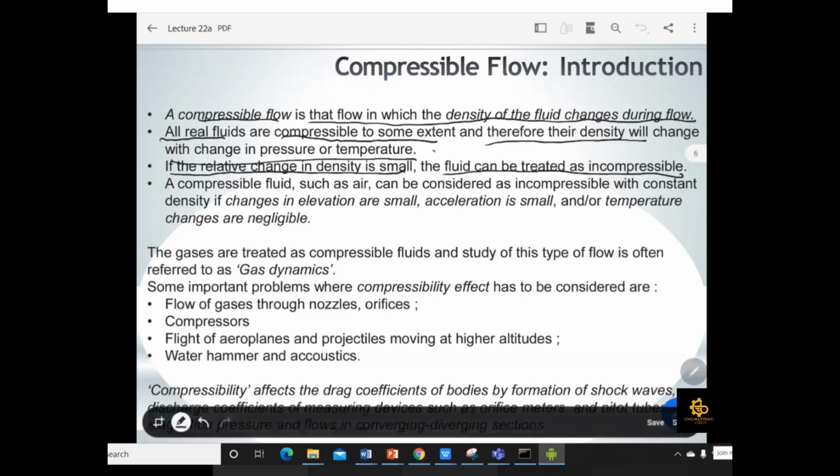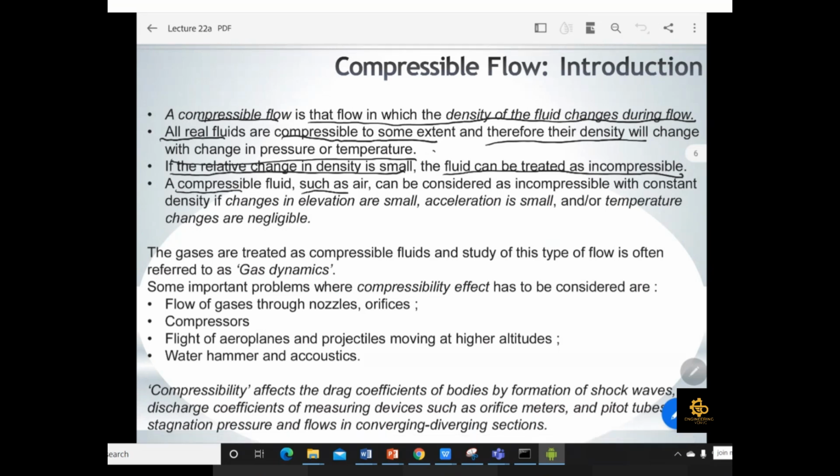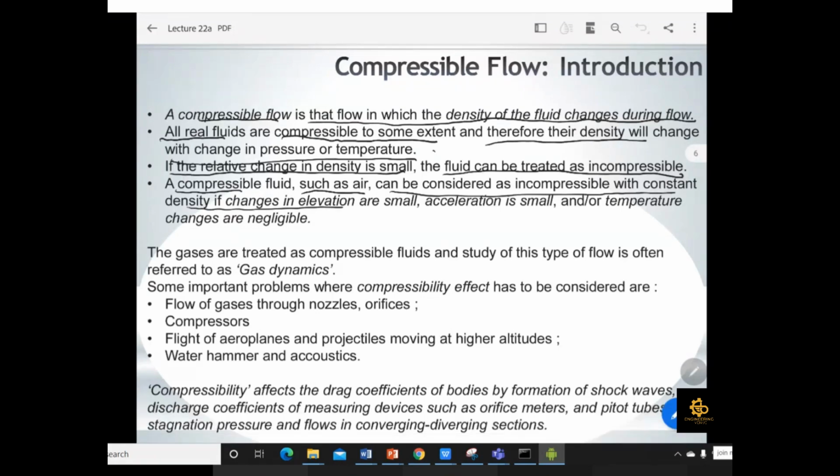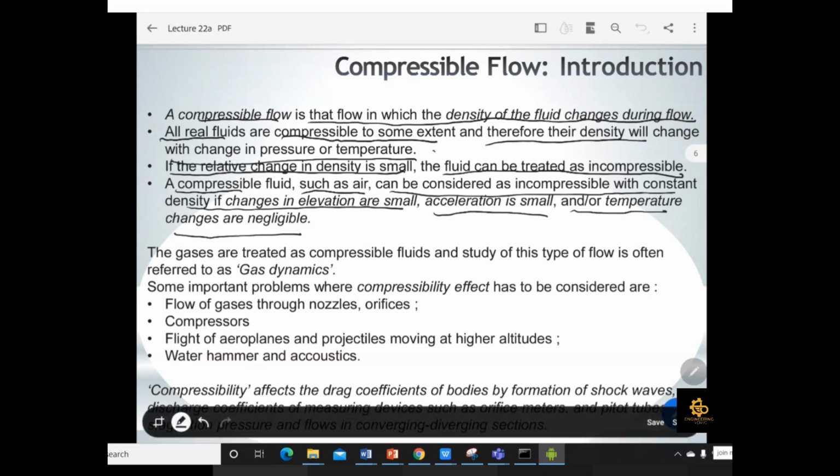If we assume that the relative change in density is very small, then we can consider the fluid to be incompressible. So a compressible fluid such as air can be considered incompressible with constant density if changes in elevation are small, acceleration is small, and temperature changes are negligible. However, air is also a compressible fluid because its density changes.